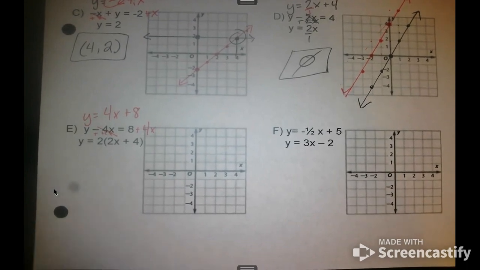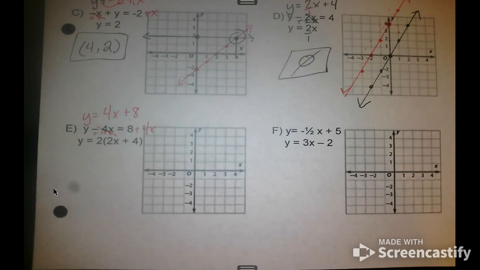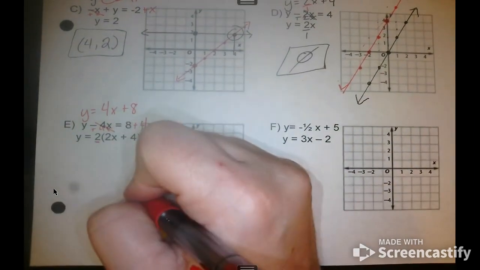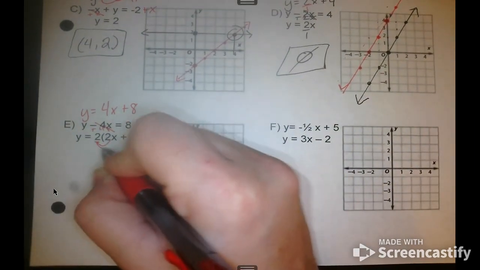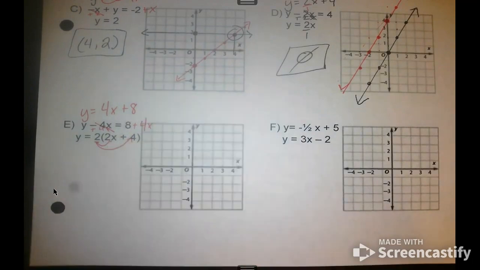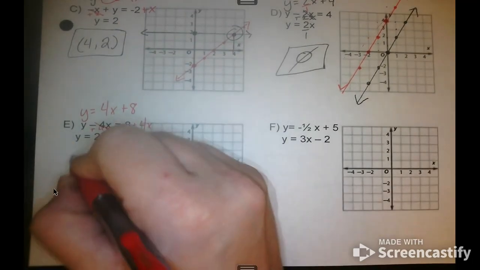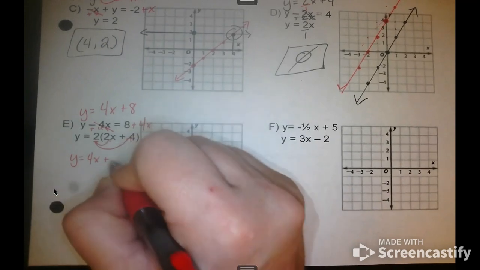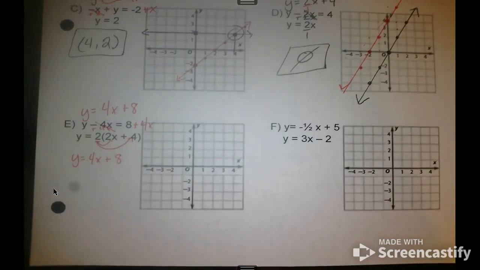Okay, now what do I do, Sierra? You had tried to say it just a minute ago. What do I do to that second one? Okay, I have to do what with this 2 here? I have to distribute it by multiplying. So 2 times 2x is what? 4x. Okay, 2 times 4 is 8.